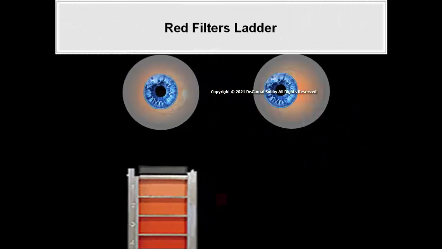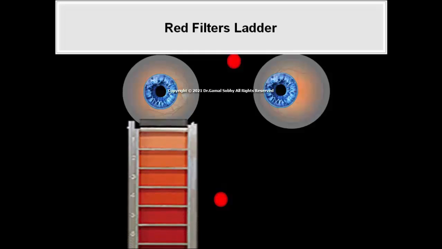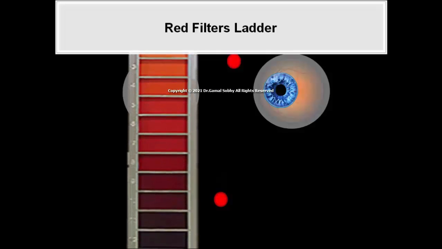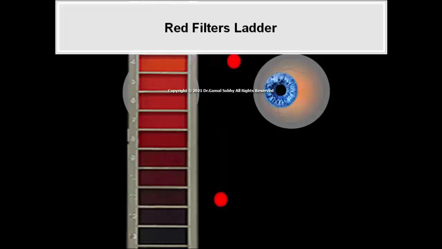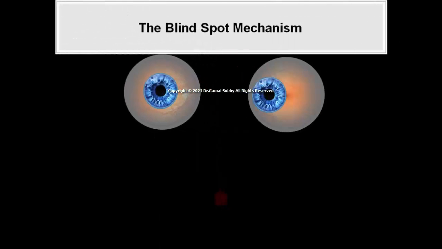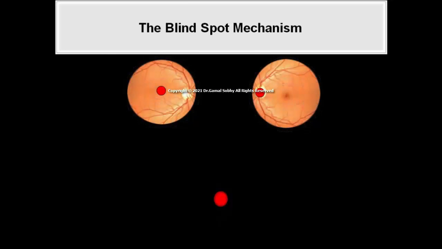To make a patient aware of the suppressed image of the deviated eye, one must reduce the retinal illuminance of the fixating eye by using a red filter ladder until the patient sees double. The greater the number of the filter needed, the deeper the suppression. Patients with 30 to 40 prism diopters of esotropia may make use of the blind spot mechanism to avoid diplopia, by putting the visual image of the deviated eye onto the blind area of the optic disc.